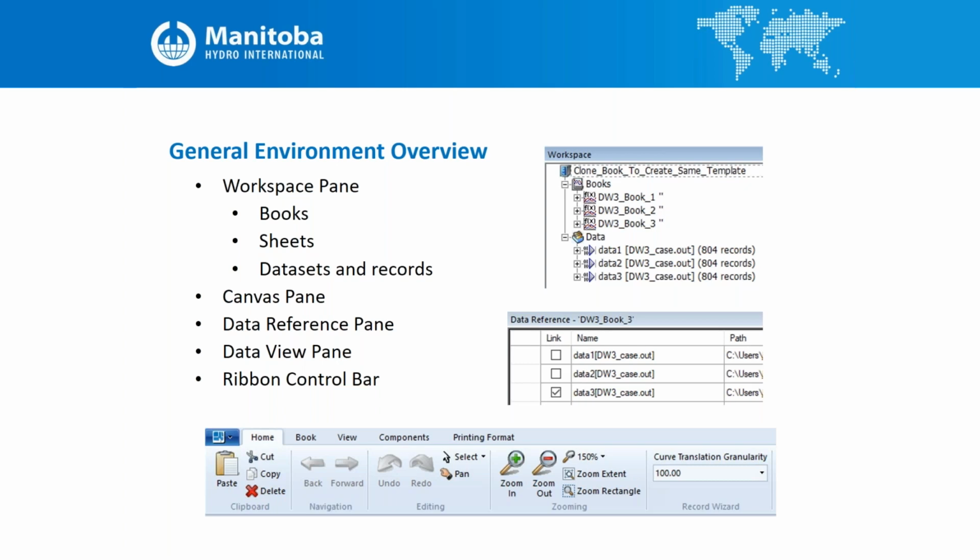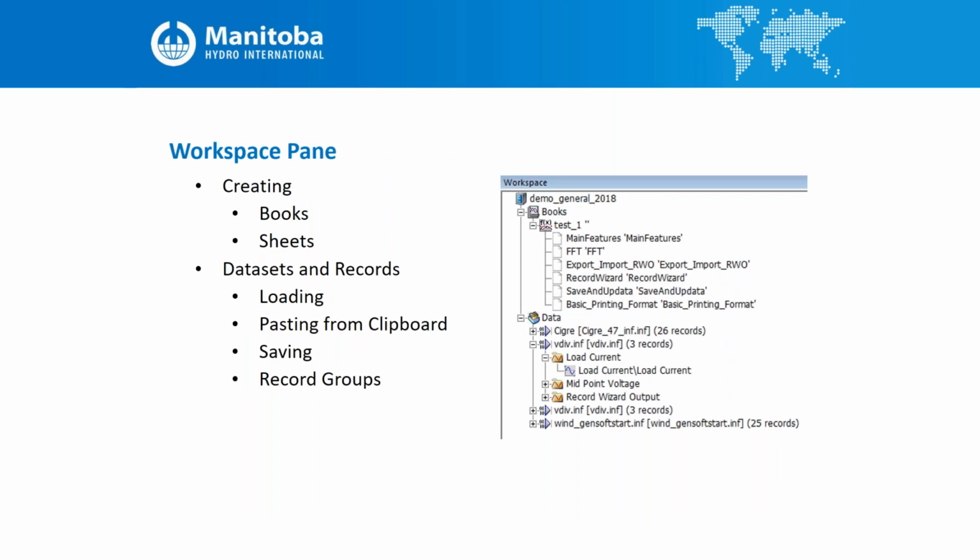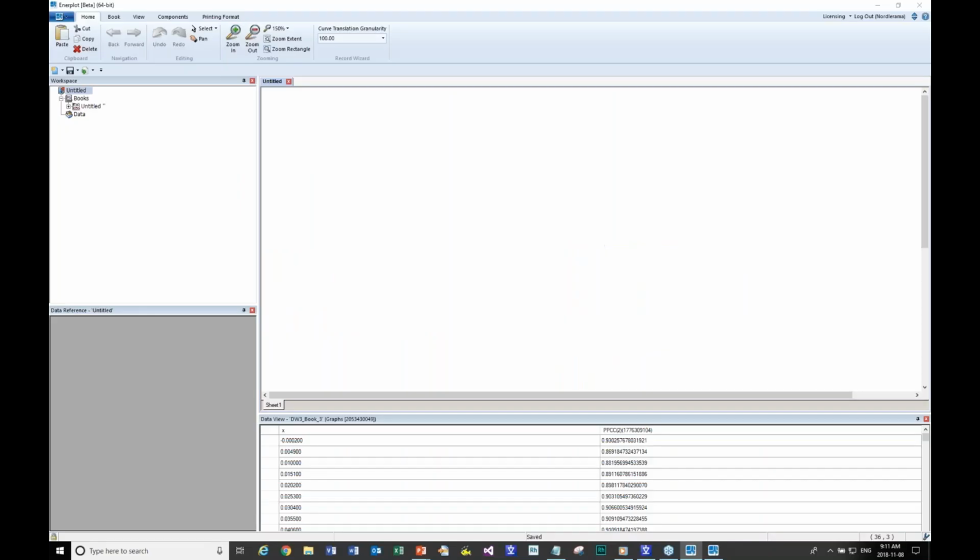So I'll start off talking about the workspace pane, and I'm going to quickly switch over to the Enerplot beta here. All right, and so here it is. This is the Enerplot program. I was talking about the workspace here. This is the workspace up here in the top left corner. I'm not sure if you can see my mouse, but you can figure it out. It says workspace right on it.